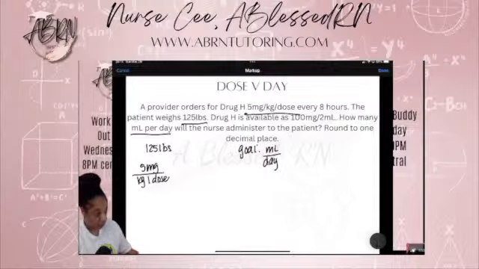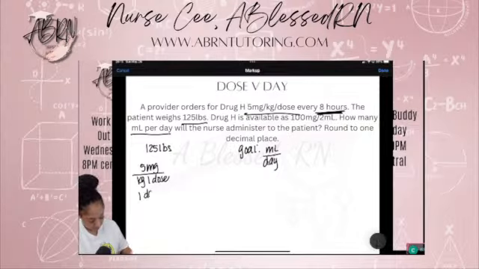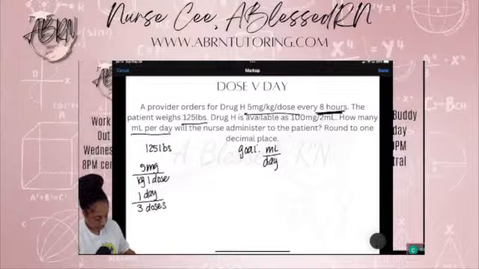Now, that is per dose. We need to find out how much is in a day, right? So this is what is called the frequency. That's how often you would give a dose. So we know that there are going to be 3 doses in one day, because 24 divided by every 8 hours is going to be 3 doses. So in one day, there are 3 doses. Okay? And so then, what else are we looking for? The last P, 100 milligrams per 2 milliliter.